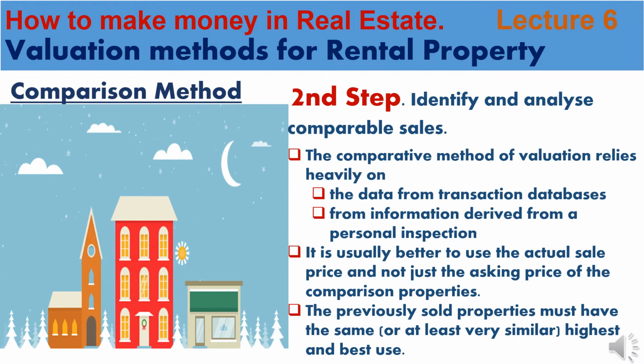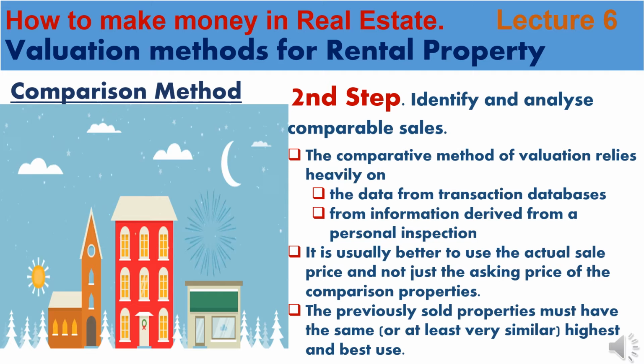The second step requires the identification of the comparable sales. The comparative method of valuation relies heavily on the data from transaction databases and from information derived from a personal inspection. To be considered a comparable sale to the said property, the previously sold properties must have the same, or at least very similar, highest and best use, as if comparing apples to apples.